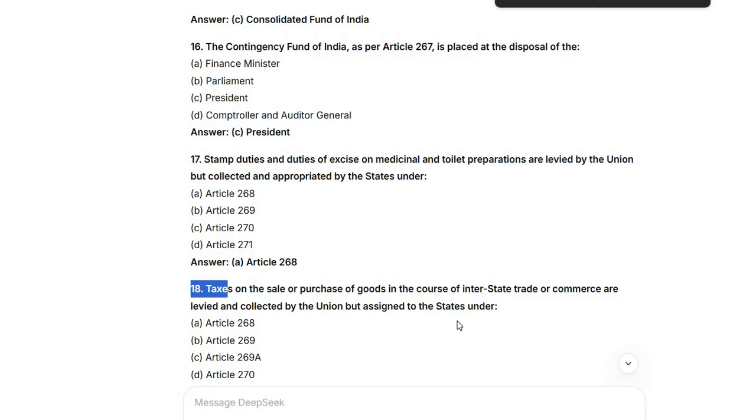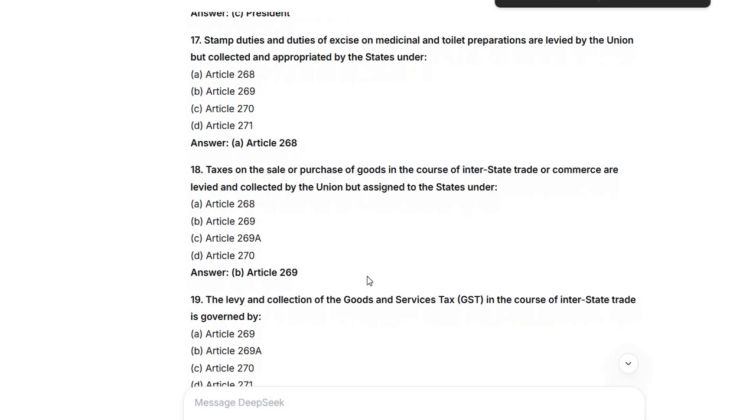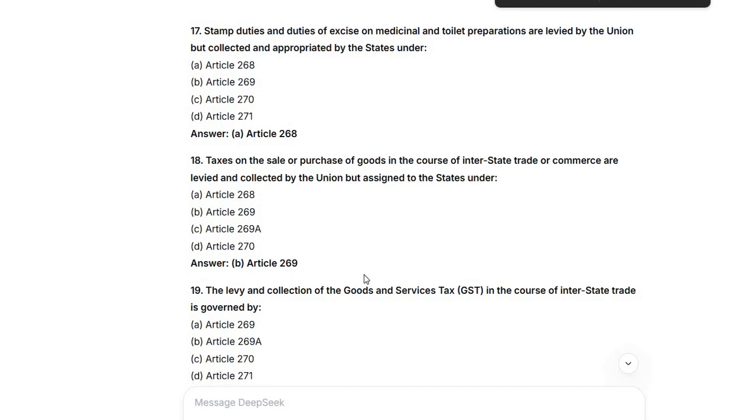18. Taxes on the sale or purchase of goods in the course of interstate trade or commerce are levied and collected by the Union, but assigned to the states under, answer, Article 269. 19. The levy and collection of the goods and services tax, GST, in the course of interstate trade is governed by, answer, Article 269A. 20.